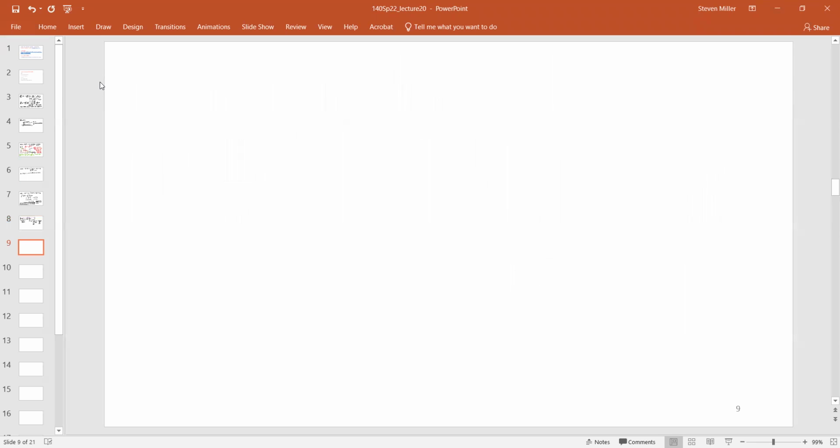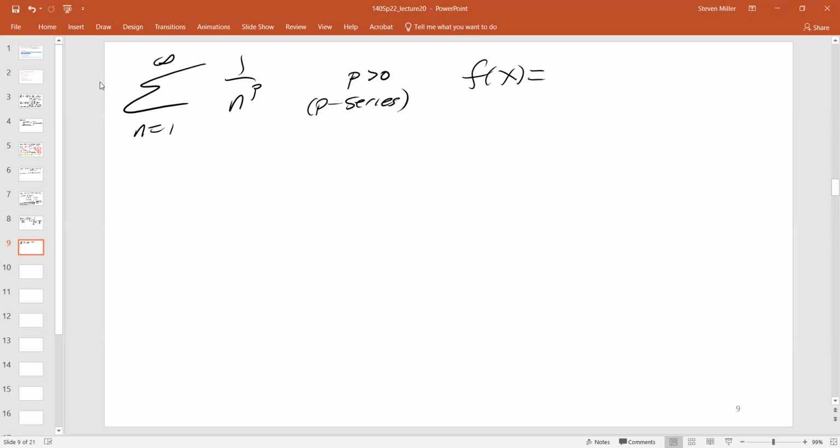So if I now give you the sum, n goes from 1 to infinity, of 1 over n to the p, where p is greater than 0, can somebody give me what function I should use for this? What should f of x be? So what function should I take? 1 over x to the p, or x to the negative p.